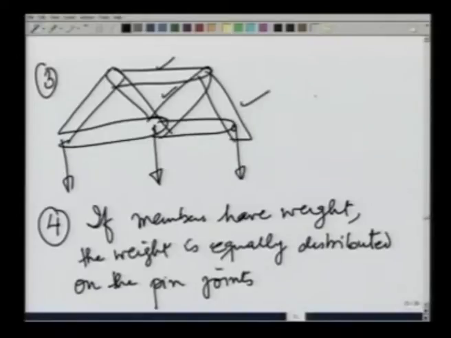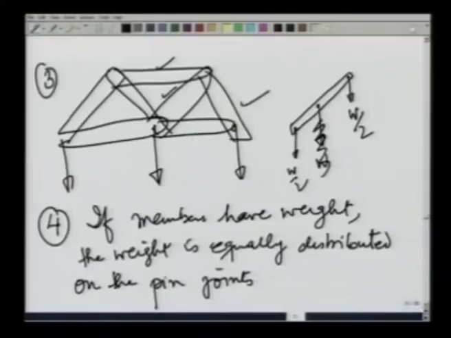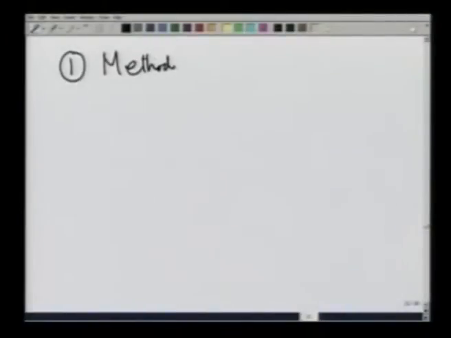That is, if for example a member may have a weight W, then this pin joint bears W by 2 and this pin joint also bears W by 2 of this weight. So, the weight is equally distributed on the pin joints. Under these assumptions, we analyze the trusses. There are two methods of analyzing the trusses and getting the forces on various members. One is known as the method of joints, and the other one is known as the method of sections.